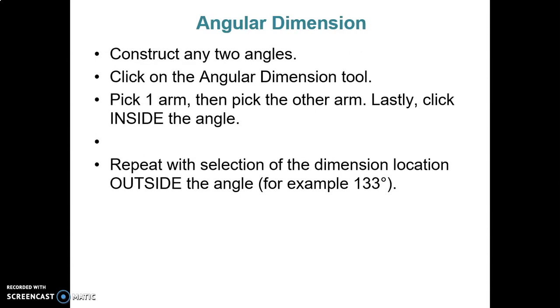For angular dimension, construct any two angles. Just draw any. Then click on the angular dimension tool. Pick one arm, and then pick the other arm. Lastly, click inside the angle. And then repeat with selection of the dimension location outside the angle. Okay, for example, you take 133 degrees.